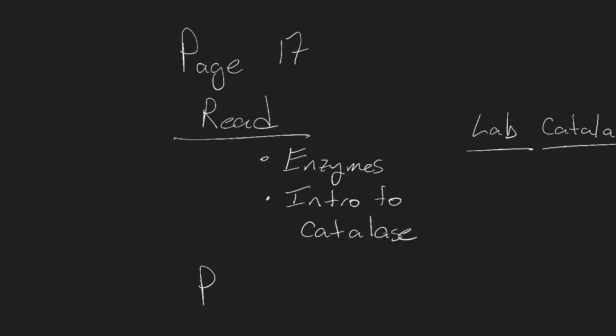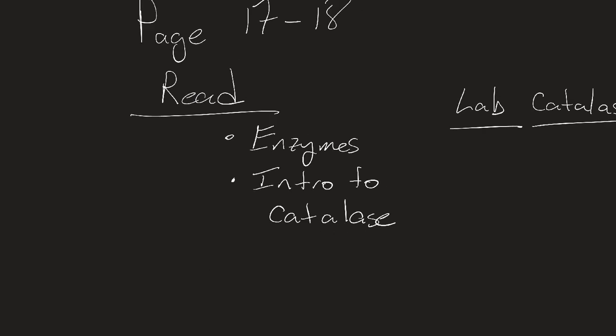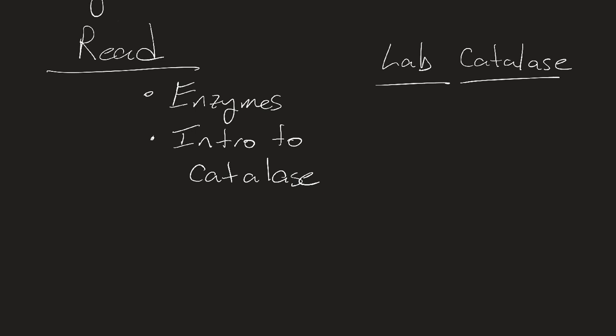That was page 17 and 18, by the way. For the catalase lab, you're going to look at page 18. And you're going to label what you're going to do in the workbook. You're going to label everything for number one.